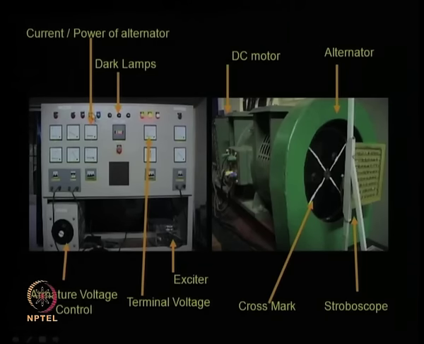The current and power of this alternator are viewed by looking at these two meters. This is the frequency, this is the synchronization switch, these are the dark lamps corresponding to the three phases. This is the terminal voltage of the machine, this is the field voltage and field current of the machine. So, I hope you will get a feel of the laboratory setup which you are going to see.